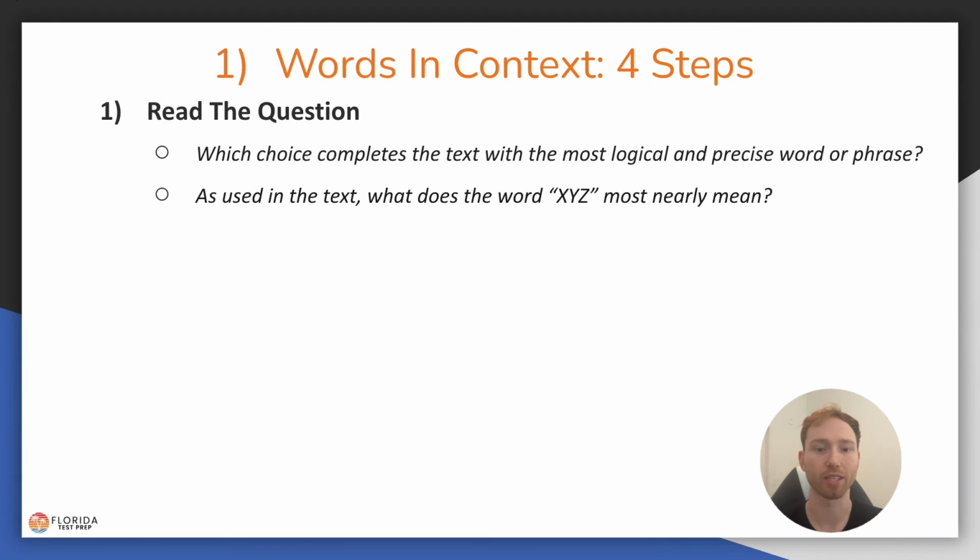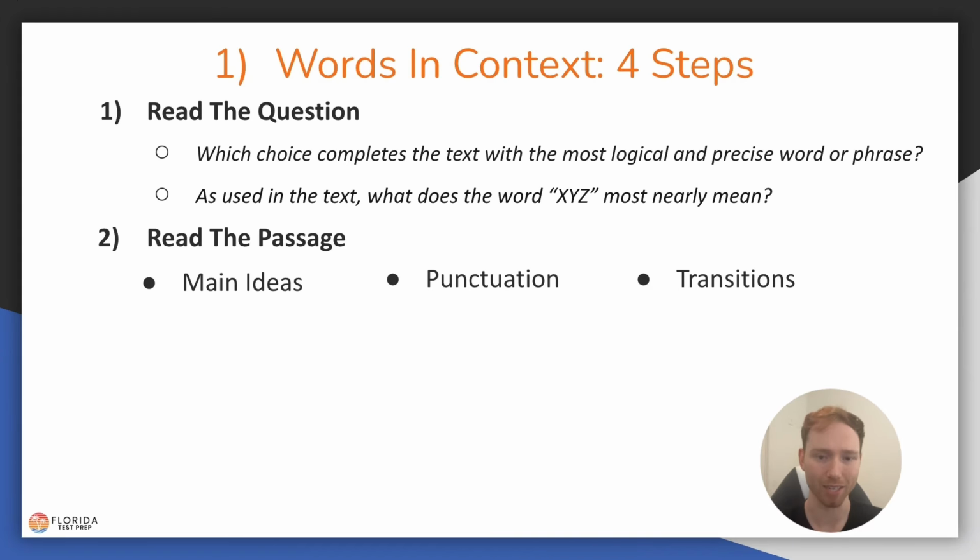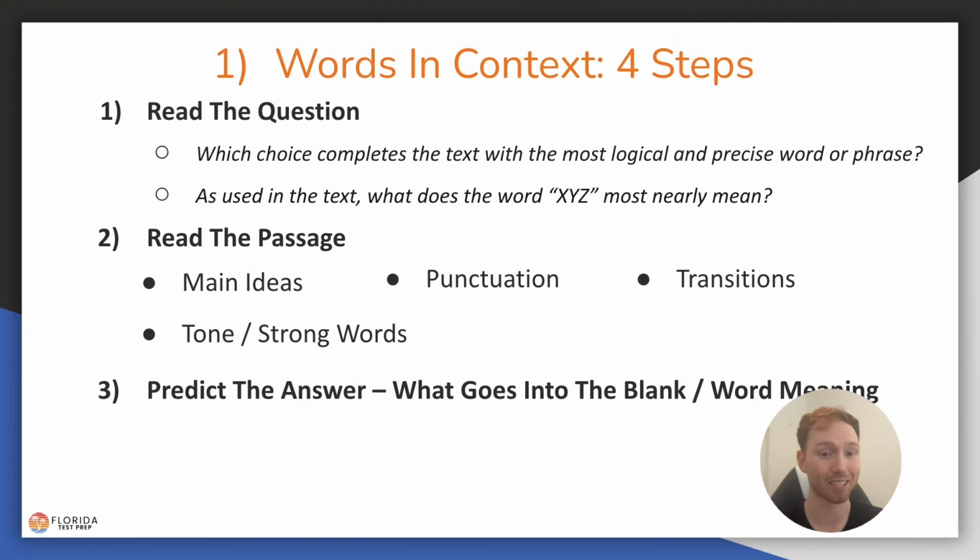You can recognize these because they ask which choice completes the text with the most logical and precise word or phrase. Or they ask, as used in the text, what does the word XYZ most nearly mean? These are commonly referred to as vocabulary questions, and they're always the first questions on every single reading and writing module. The next step is to read the passage. When you read the passage for vocabulary questions, you want to pay close attention to main ideas, punctuation, transitions, and tone and strong words. That's because this helps with the next step.